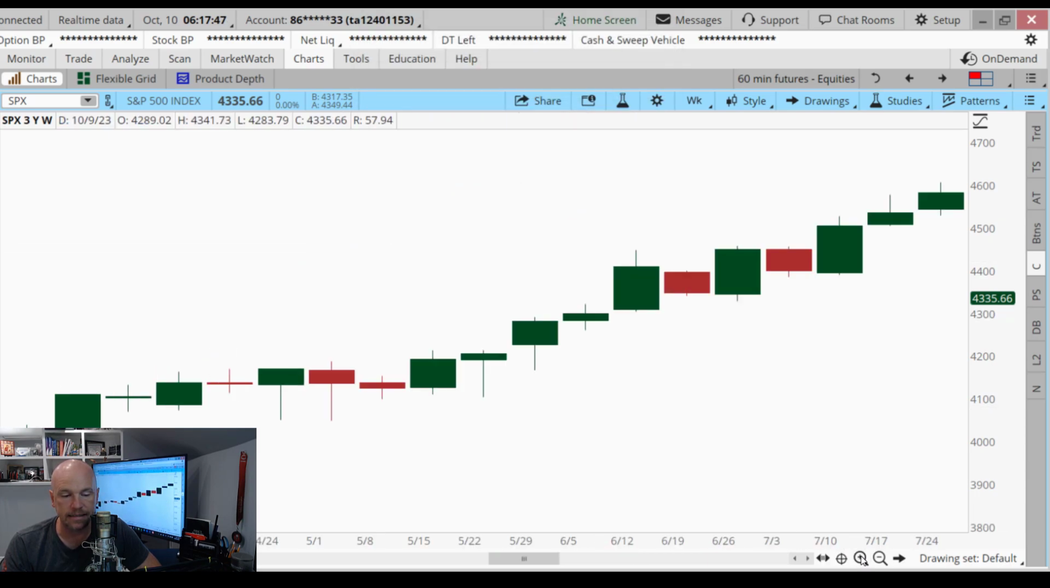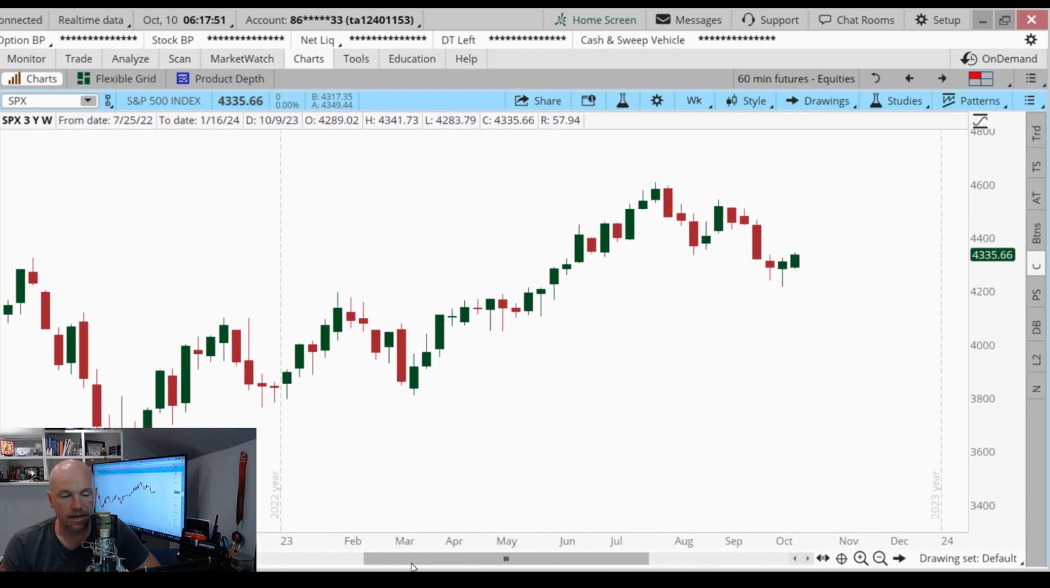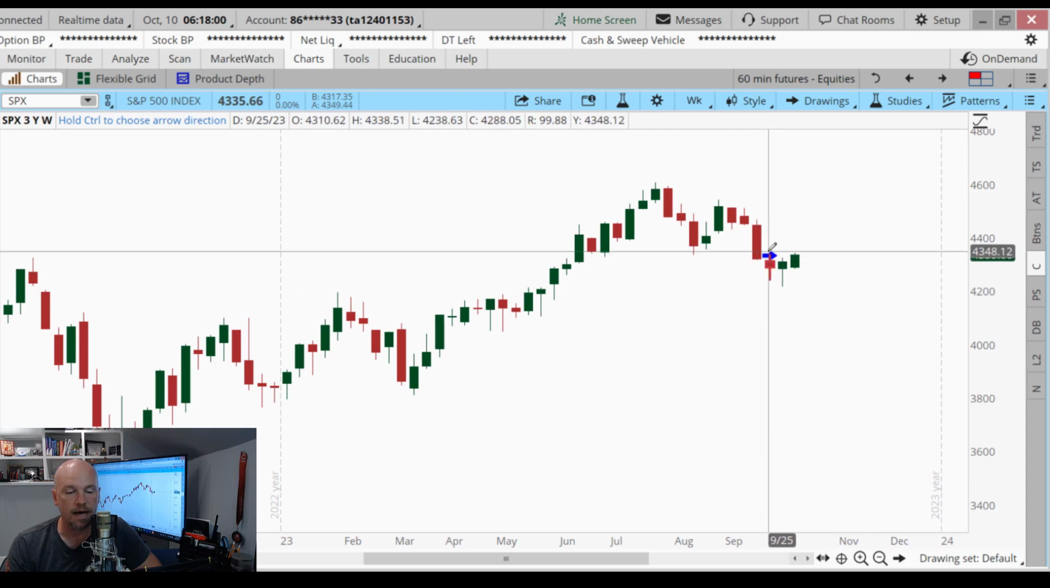And so as I can see, this week we have put in a slightly higher high than last week's high. So as of yesterday, we put in a slightly higher high than last week's high.